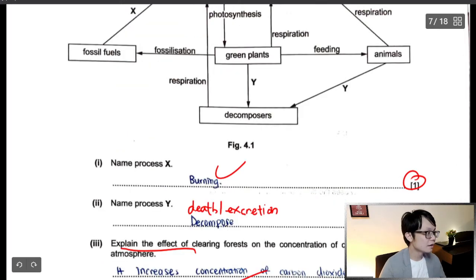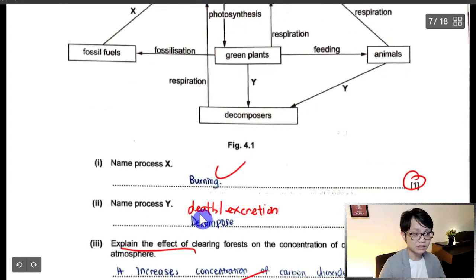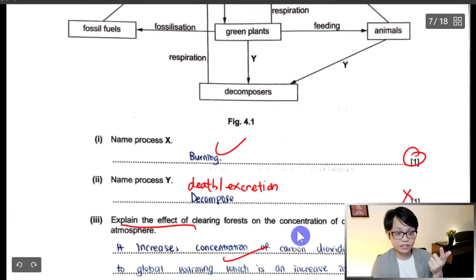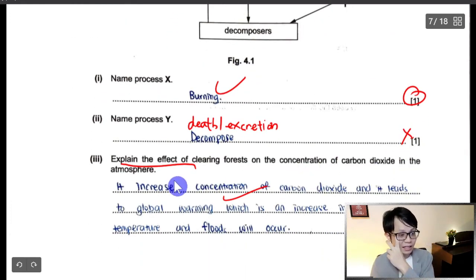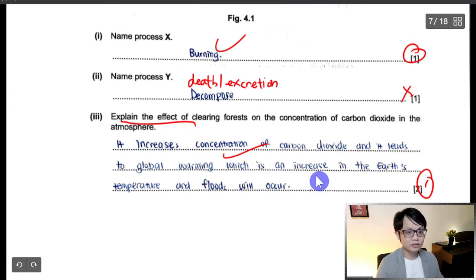Next question, number 4. Name the process of X. X is burning. Name process Y. Green plant becomes deposited, either by death or excretion. So the student didn't get any mark. Explain the effect of clearing the forest. The student only gets 1 mark.